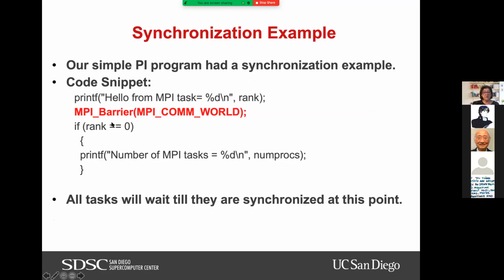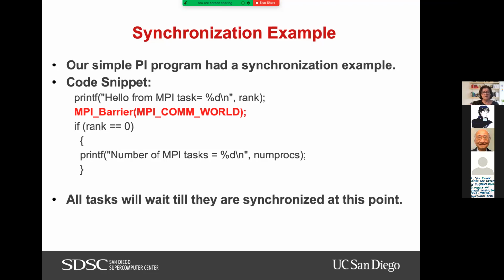So right now our simple code had the barrier, and then we printed out the number of MPI tasks. And so that was a small synchronization example. We told all the processors that are part of MPI_COMM_WORLD, you guys are together, wait until everybody's reached this point in the code. And then if you're the primary rank, print this information out. And remember, this is a barrier for the startup process, that if you had a large number of processes, like thousands of them, they can take a while.